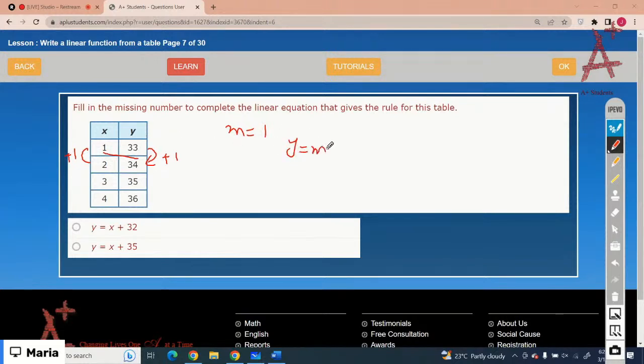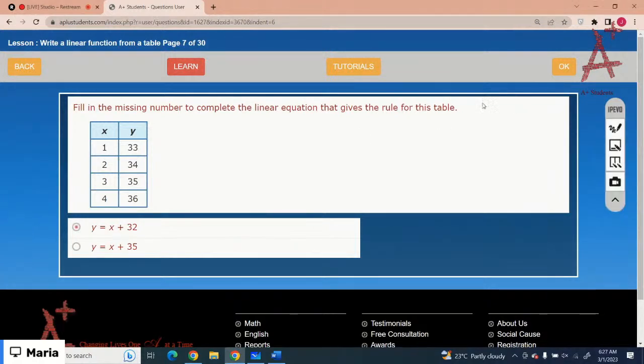y equals mx plus b. You have to calculate the b. y is 33, m is 1, x is 1, plus b. 33 equals 1 plus b. So b equals 33 minus 1. b equals 32. Got it? So the correct option is x plus 32. Got it?